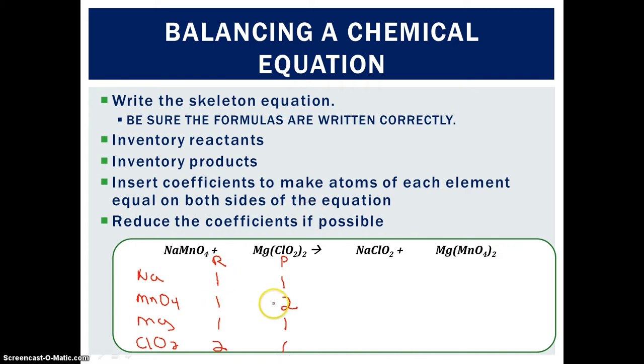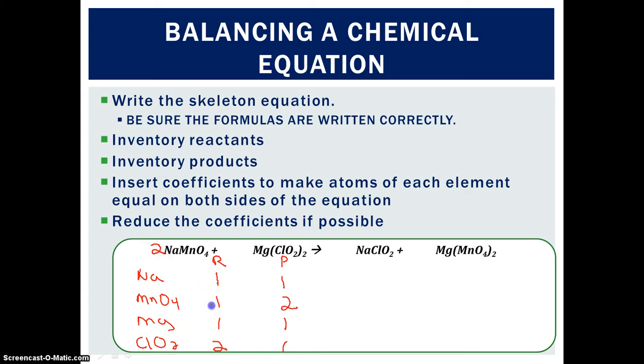Now I notice I have some points where it's not balanced. Permanganate is unbalanced and chlorite is unbalanced at this point. So for now, sodium is balanced. I'm going to leave it alone and move to permanganate. I notice that I have 2 permanganates over here and only 1 over here. To balance it, I add coefficients. To make the permanganates balance, I need 2 sodium permanganates.